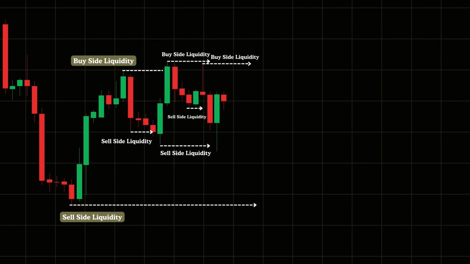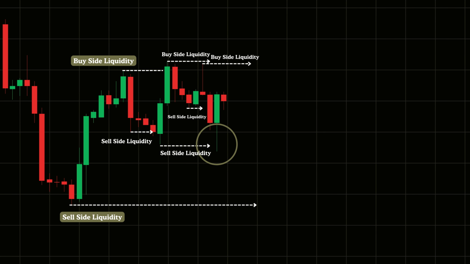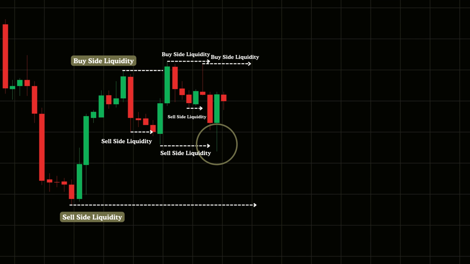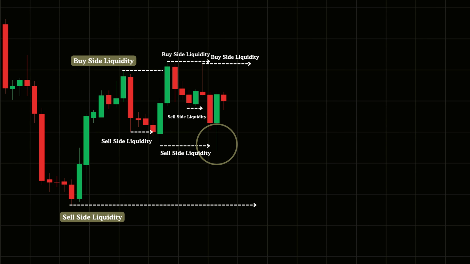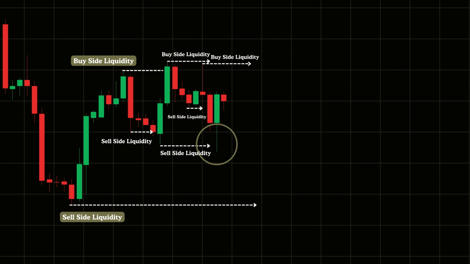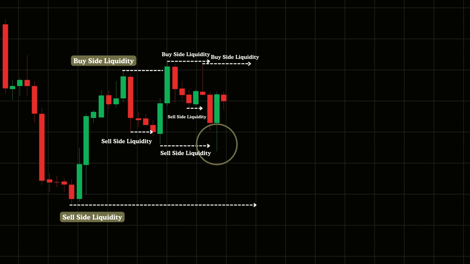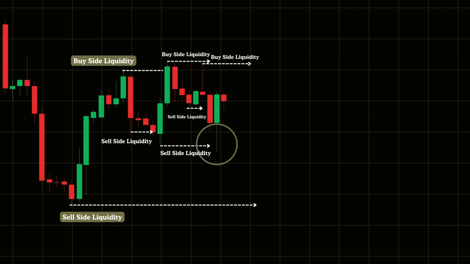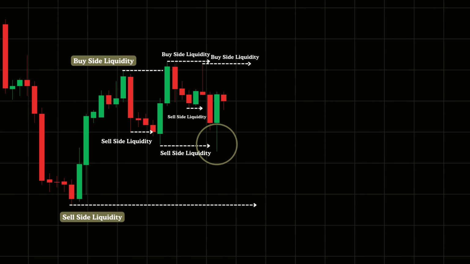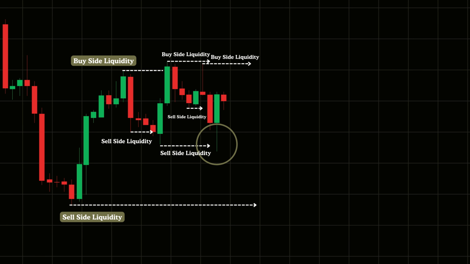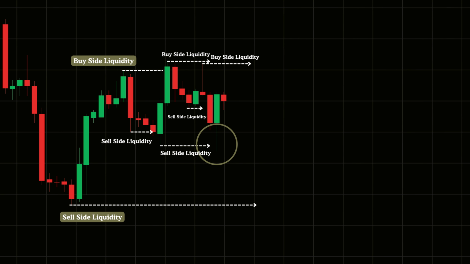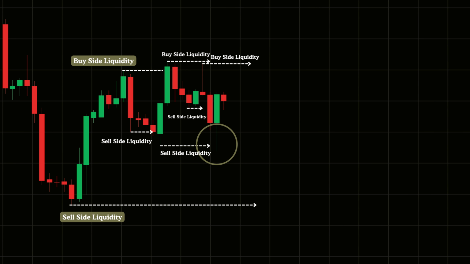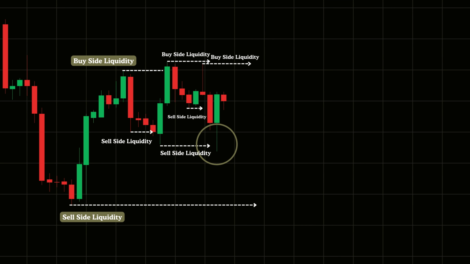Now looking further, we observe yet another liquidity sweep. Here, the price dips below a previous swing low, effectively clearing out the sell-side liquidity position beneath it. What follows is the creation of a new swing low, highlighted by a long lower wick on the candlestick. This wick signifies that sell-side liquidity is once again building just below this level, marking it as a potential area of interest for future price action.